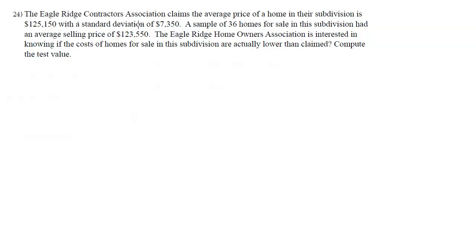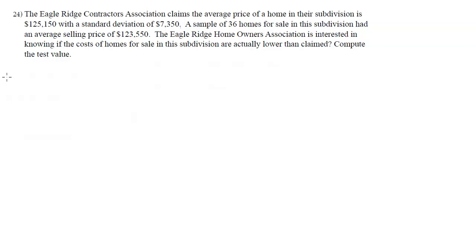The Eagle Ridge Contractors Association claims the average price of a home in their subdivision is $125,150 with a standard deviation of $7,350. A sample of 36 homes for sale in the subdivision had an average selling price of $123,550. Well, let's write this stuff out, right?